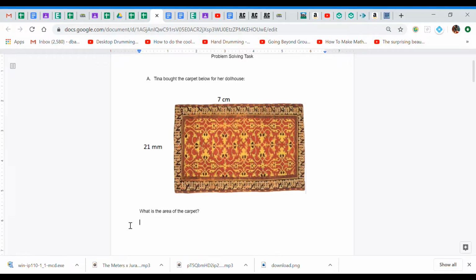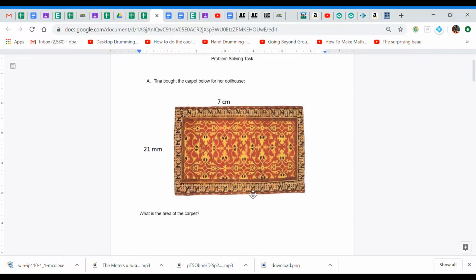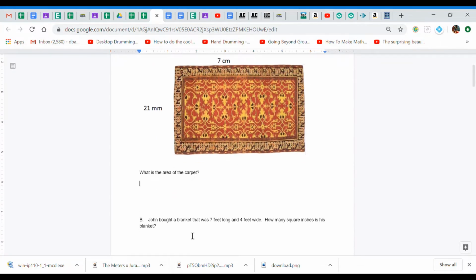So we're going to take some time right now. Look at this. What do we need to do to solve this question? We've got 7 centimeters, 21 millimeters. So there's two ways to do it. It says, what is the area of the carpet? And they can both be correct. It doesn't tell you what kind of units you need to use. So in this case, I could do centimeters or millimeters. So I'm going to show the work for both possibilities.